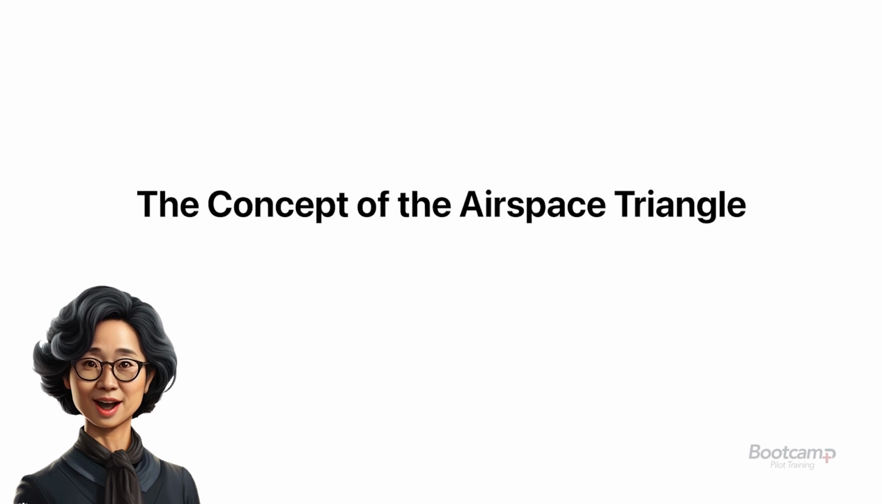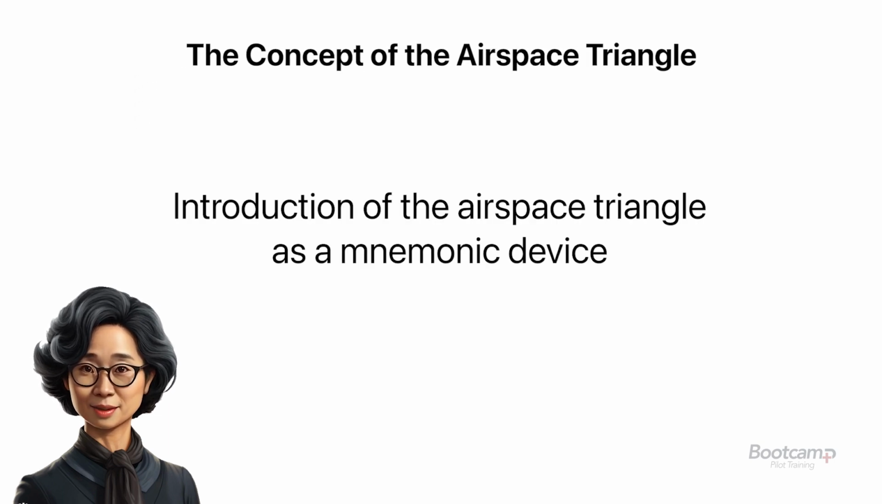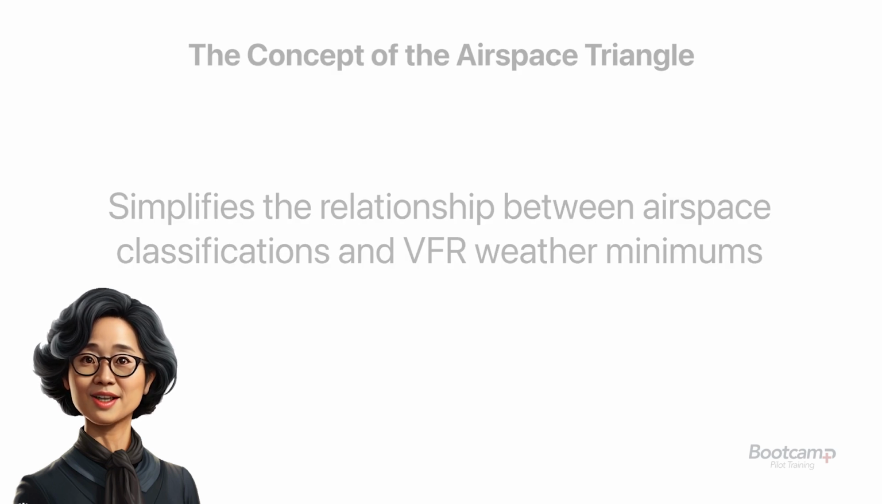the sky. At its core, the Airspace Triangle is a visual aid, a simple triangle divided into segments representing different airspace types. This brilliant tool correlates each airspace class with its VFR weather minimums, making it easier for pilots to remember the visibility distances and cloud clearance required for safe flight. It closes the gap between complex regulations and practical application.